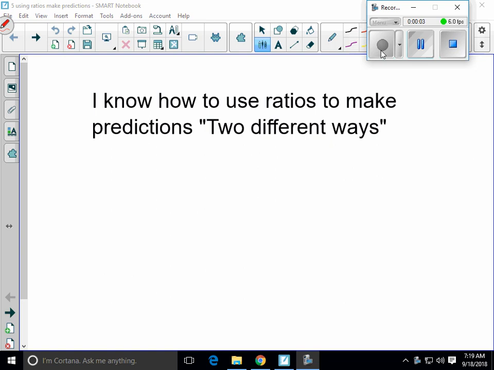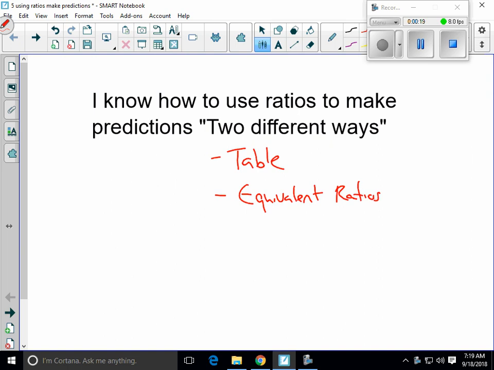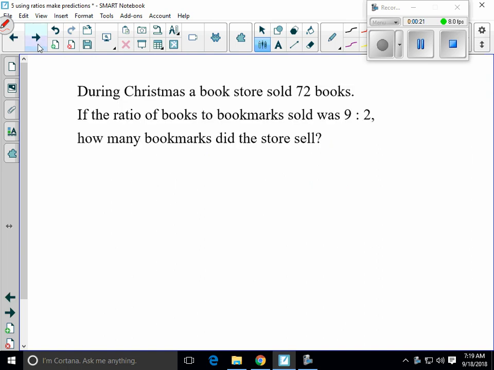Our goal today is to know how to use ratios to make predictions, but I'm going to show you two different ways to do it. Okay, I'm going to show you how to do it with a table, but then I'll show you how to do it with equivalent ratios. Okay, so here's our first example.